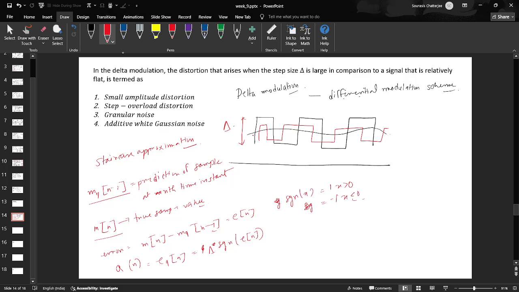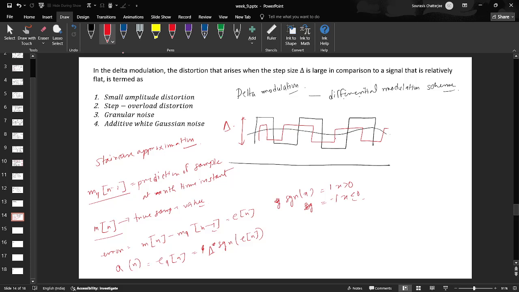So what is happening here? Let's say this is your reconstruction, and these are two sample values here. So your error is negative. What is the quantizer going to do? Your prediction at the next instant is going to be minus delta, because the sign of the error is negative. So it comes down to here. Now when it comes down to here and the true sample value at this point comes out to be higher than this, your error is going to be positive. So it's going to step up by what amount? By this delta amount. So when the message slope is relatively flat, I mean it's not changing much, but your step size is very big, you are going to have this kind of problem.